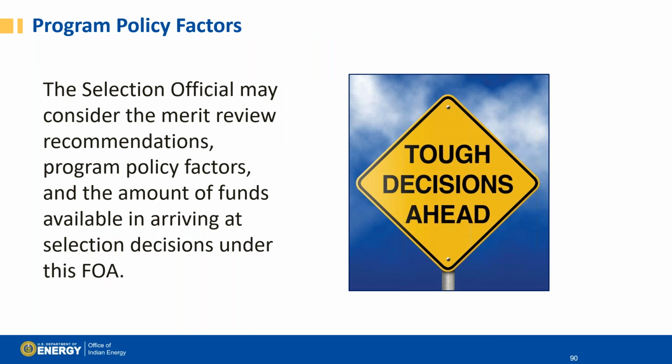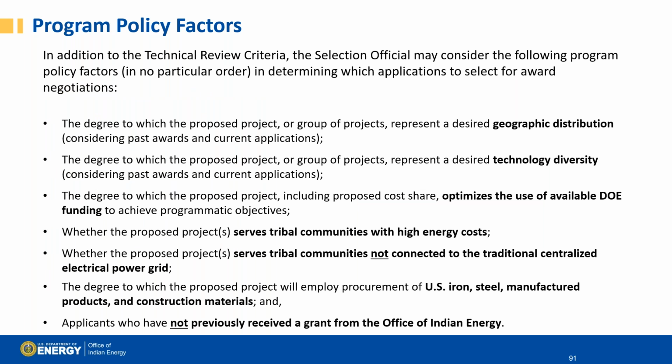Program policy factors, we went over those briefly before. The selection official may consider these in determining which applications to select for award. Next slide, please. So the program policy factors, which may be considered, include, in no particular order, geographic distribution, technology diversity, degree to which the proposed project optimizes the use of available DOE funding, and whether the proposed project serves tribal communities with high energy costs, tribal communities that are not connected to the traditional centralized electric power grid, the degree to which the proposed project employs U.S. iron, steel, manufactured products, and construction materials, and applicants who may not have previously received a grant from the Office of Indian Energy.